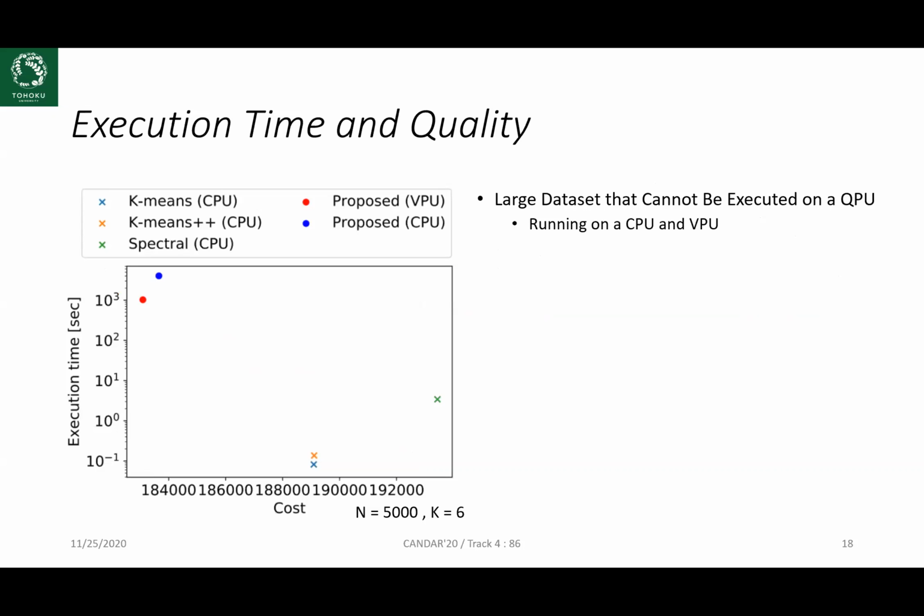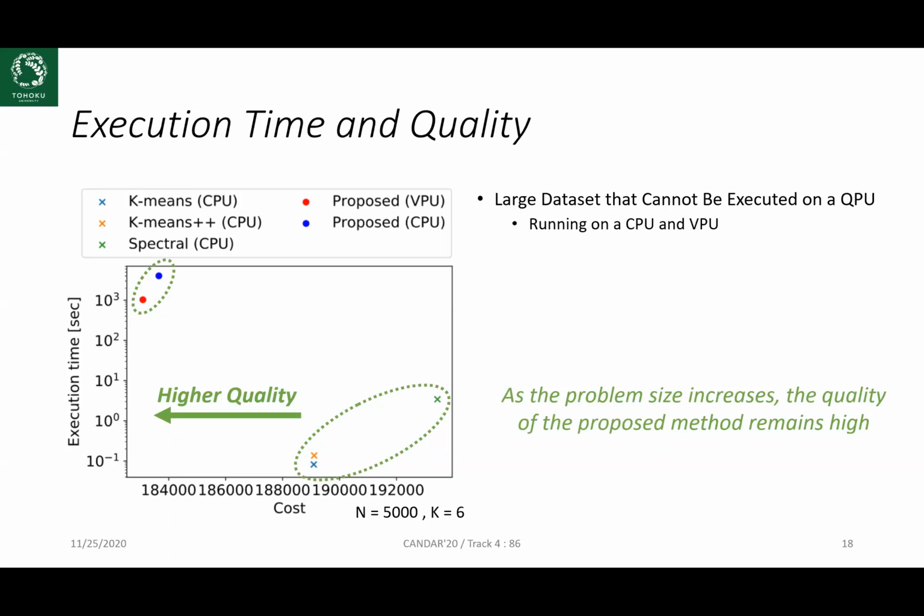In the same way, large datasets that cannot be executed on a QPU are evaluated on a CPU and VPU. The proposed method can find better solutions than the methods of scikit-learn. As the problem size increases, the quality of the proposed method remains high.